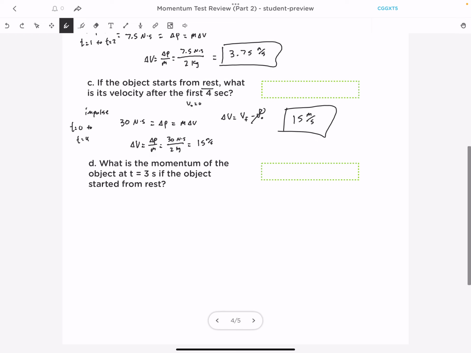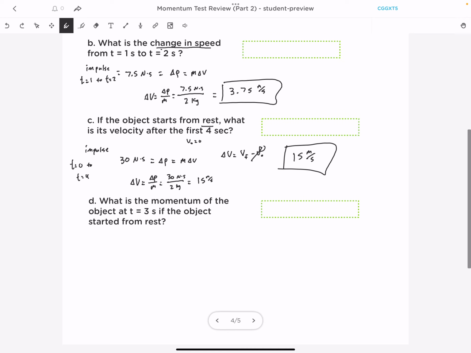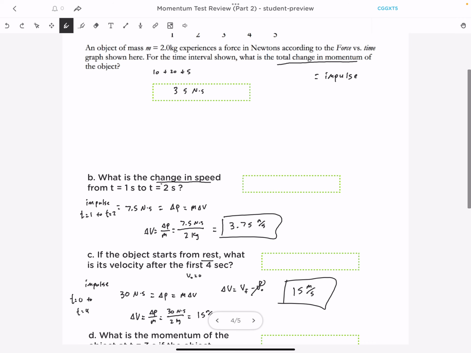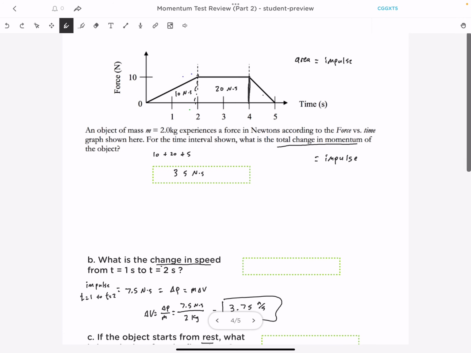And finally here, it says, what is the momentum of the object at t equals 3 seconds if the object started from rest? It's kind of like the previous problem, except working backwards. Actually, you don't have to work backwards. You don't have to worry about using the momentum equation, because all you're going to do is find the impulse. So we've got to find the momentum of the object at t equals 3 if the object started from rest. So again, it starts from rest, V naught is 0, we know the initial momentum is 0. We're going to look at the graph to see how much impulse the object encounters during the first 3 seconds.